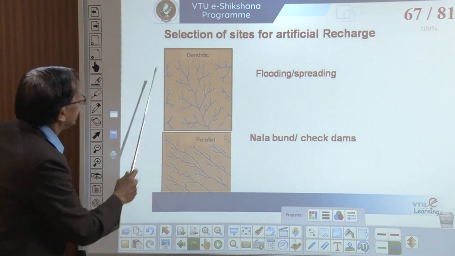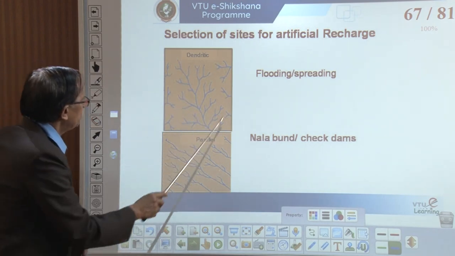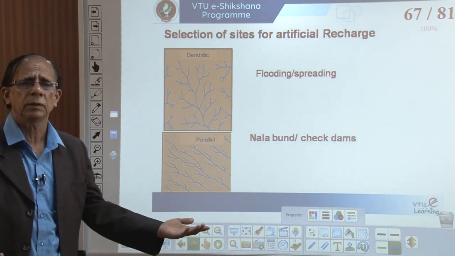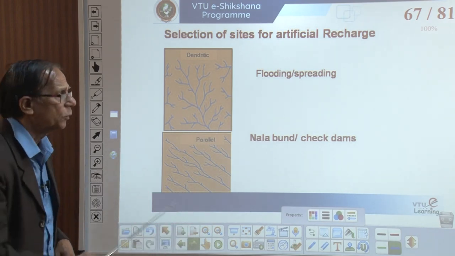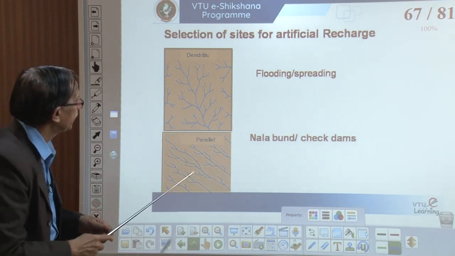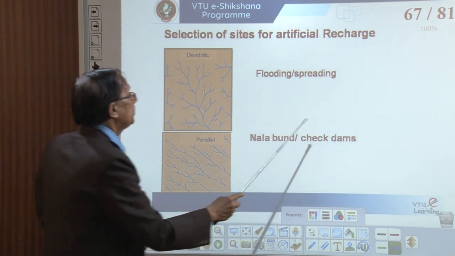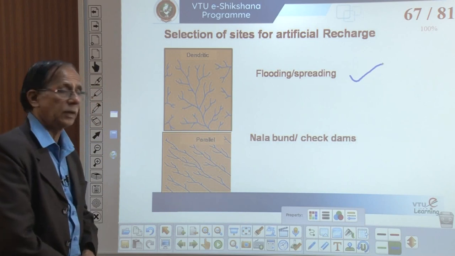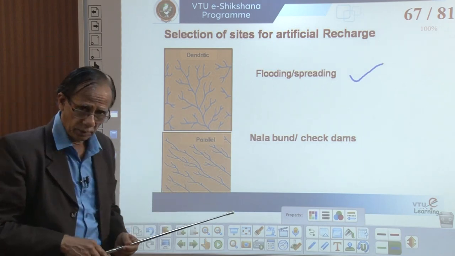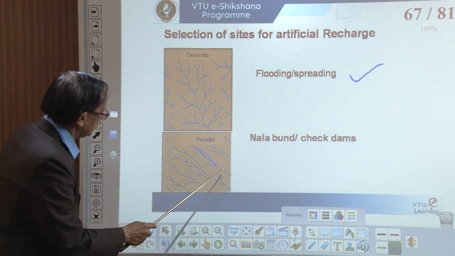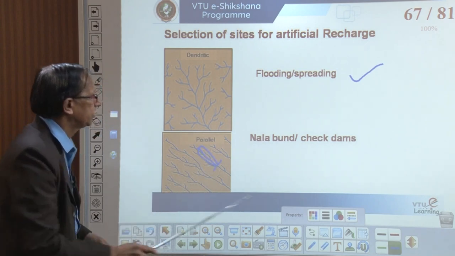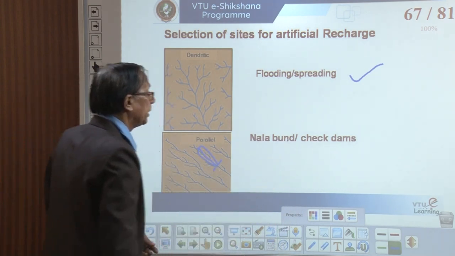Now, if a river has a dendritic drainage pattern throughout the basin, with uniform geological condition, it means whatever you construct is immaterial, everywhere the condition is suitable, so we spread the water and make it percolate. Uniform geological condition is indicated by a dendritic drainage pattern, and there we prefer the flooding method or spreading method for recharge. If we have such structural control, a river is flowing along a fracture. If I construct a dam and confine the water to store only in the river valley, it percolates only in those zones. That is where a nala bund or check dam is ideal.